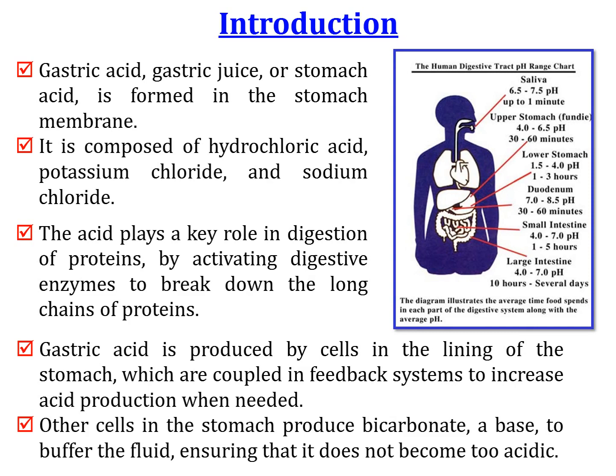At the same time, other cells in the stomach produce bicarbonate, which is a base. So in the stomach we have acid, and at the same time we have production of a base, which is the bicarbonate. Why? To buffer the fluid, ensuring that the solution in our stomach is at a known pH, and to avoid the system becoming too acidic.